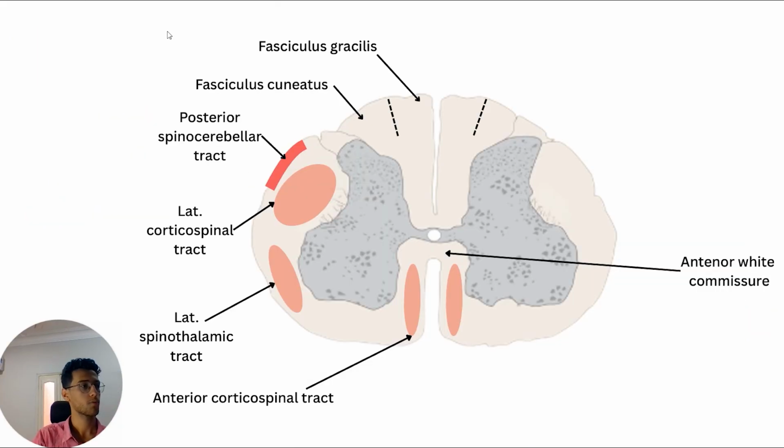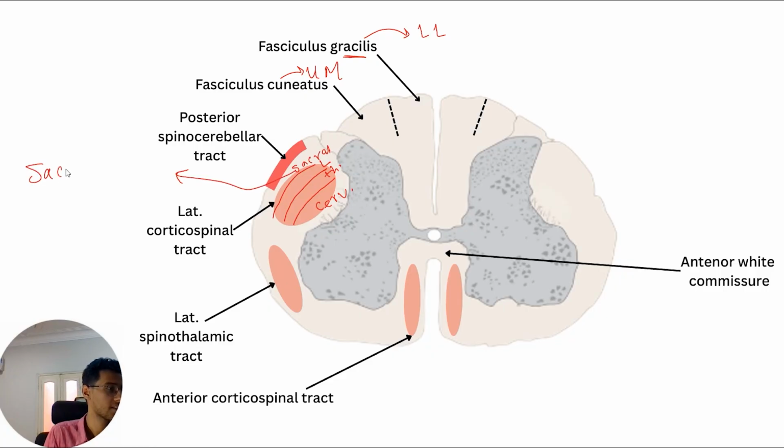Fasciculus gracilis is responsible for what? It is responsible for proprioception, fine touch, fine pressure, vibration, and stereognosis, but for lower limb. Fasciculus cuneatus is for upper limb. Okay, here is the lateral corticospinal tract. We divide it as well into four parts like this. This is for the cervical region, and here is the thoracic region, this is the lumbar region, and this is the sacral region. So I say sacral is lateral. To remember it, sacral is lateral here in the corticospinal tract.